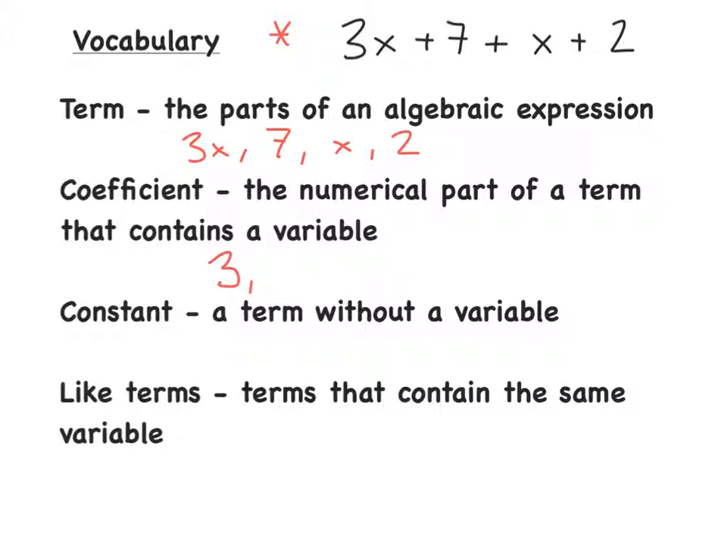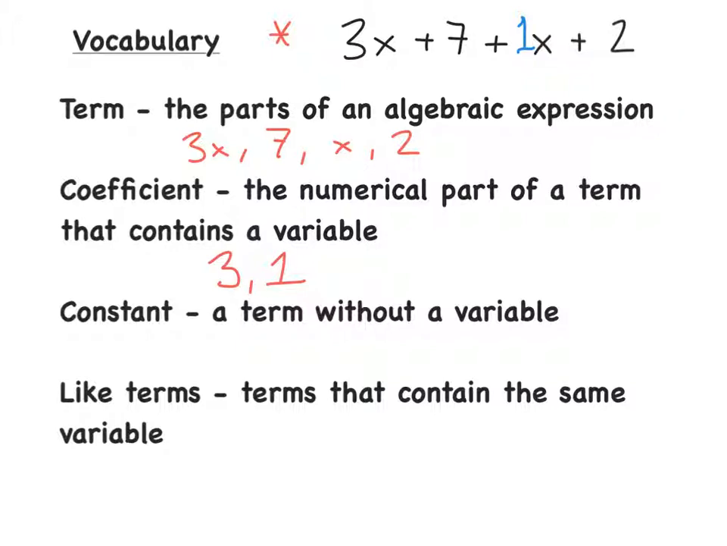Now let's look over at this term. This just says x, but it does have a coefficient. How many x's are there? There is 1 x. So there actually is a coefficient, and that coefficient is 1.